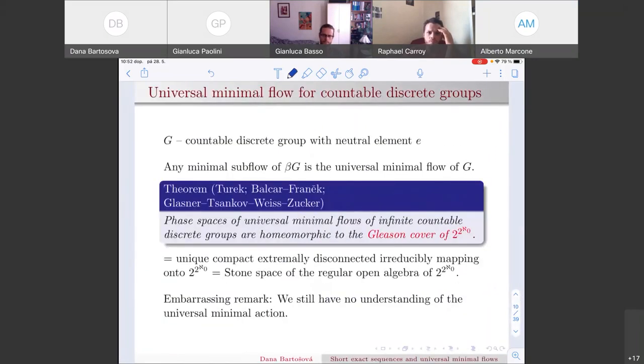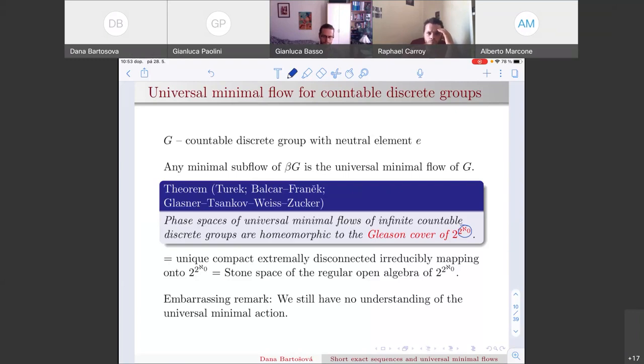So what is the universal minimal flow for countable discrete groups? There is some good news and some bad news. As we said, the universal minimal flow is a minimal subflow of beta G. This is mostly work of Balcer-Franek, preceded by some results with Turek, and getting this full generality, which concerns what should be put in here, was finished very recently as a side product of Glasner, Tsankov, Weiss, and Zucker. But the point is that now we have to step away from the ambition to understand the action, but we understand where that universal minimal flow lives.